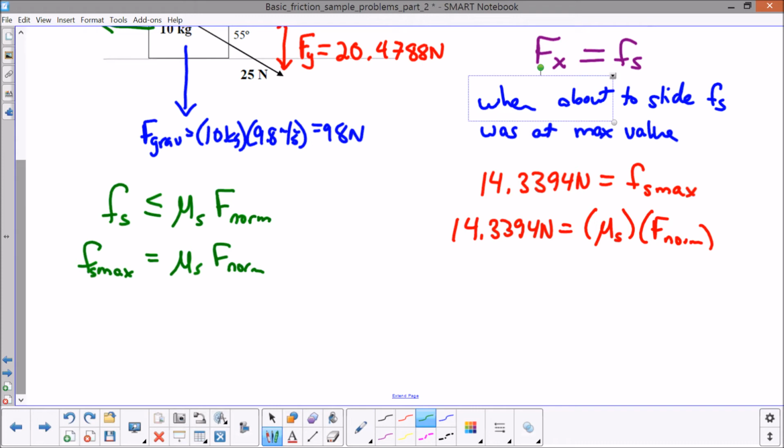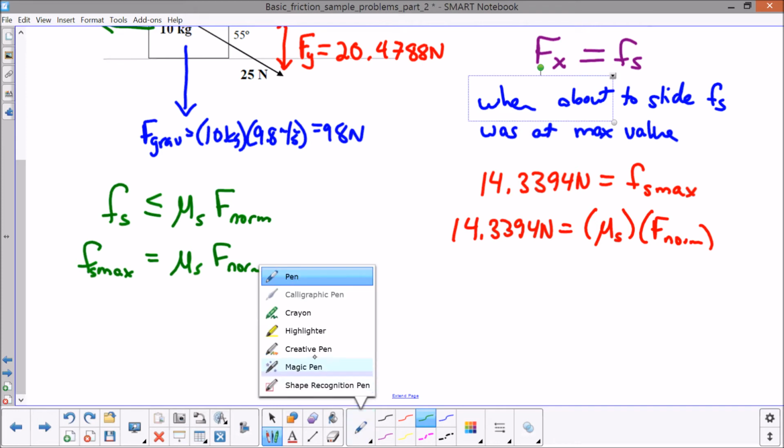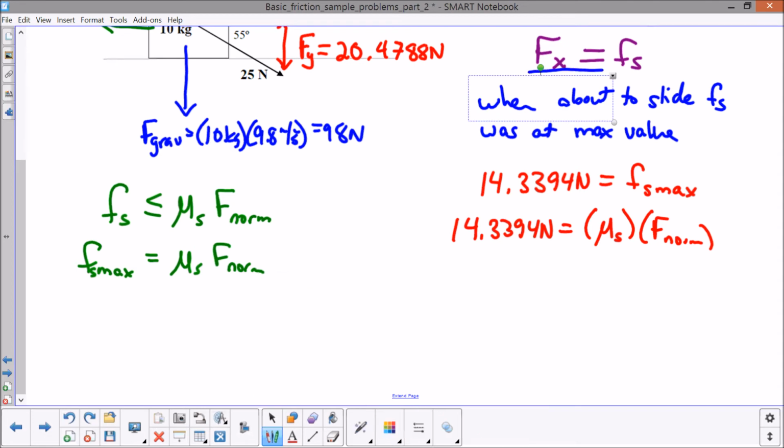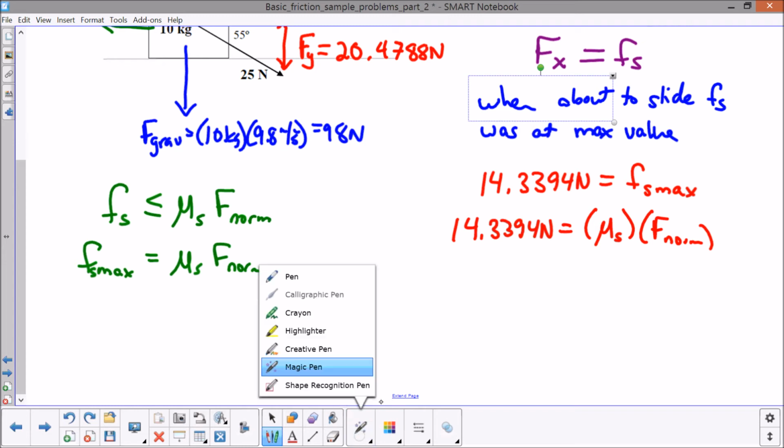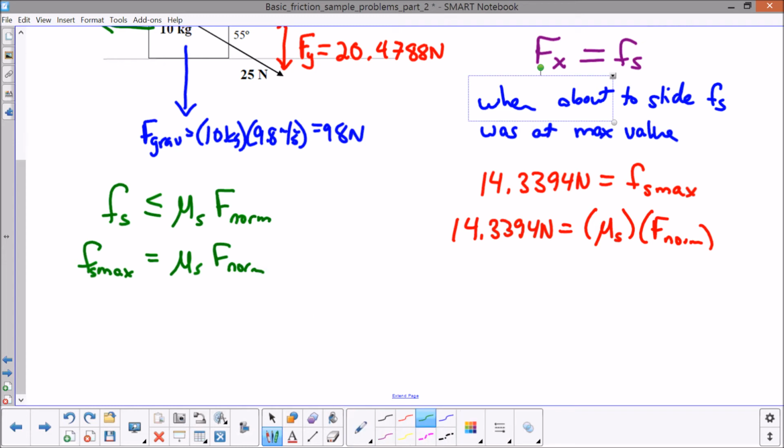If you're not told that it's about to start sliding, then you just would have gone through and looked at the relationship that we had right here, that the x component of the applied force equaled the force of static friction. If we weren't told that it was about to start sliding, all we would know is that the force of static friction would have been 14.339 newtons, but we would not have known that it was at its maximum value. Because we're told that it's about to start sliding, then this does tell us that it is at its maximum value, and so we can use this equation that we were looking at.